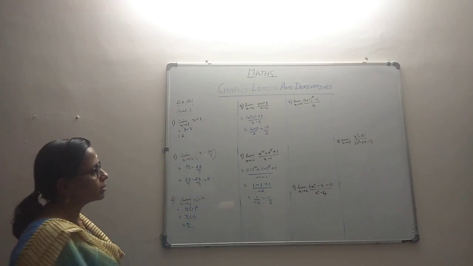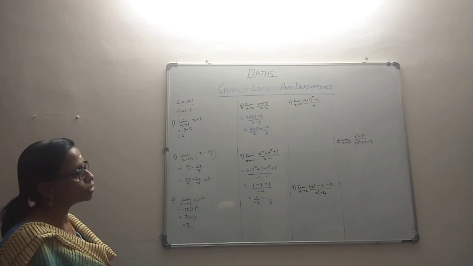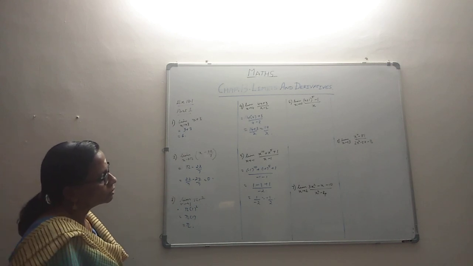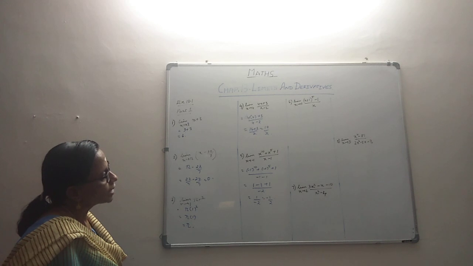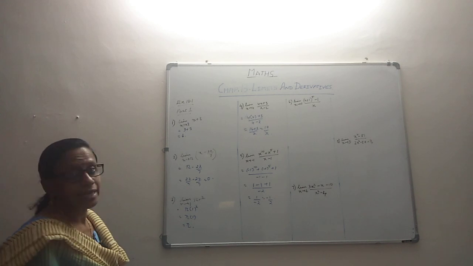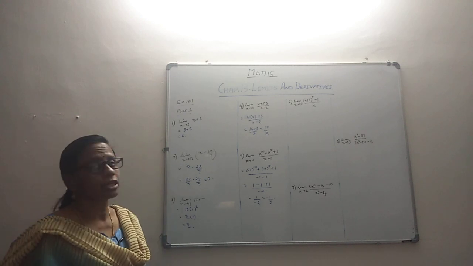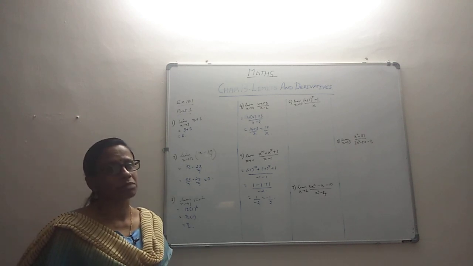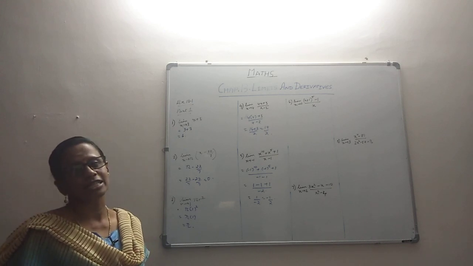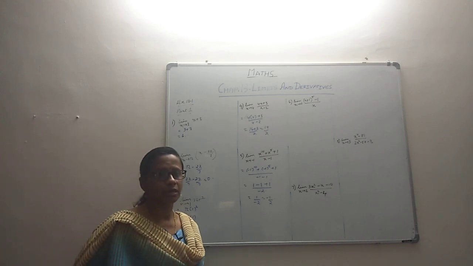Then you have the problem number 6, which says limit as x tends to 0 of (x plus 1) raised to 5 minus 1 by x. Now the technical problem over here is, if we go for substitution, then the denominator becomes 0 and the whole expression becomes meaningless. So in such cases, substitution won't work and you'll have to take some other strategy.